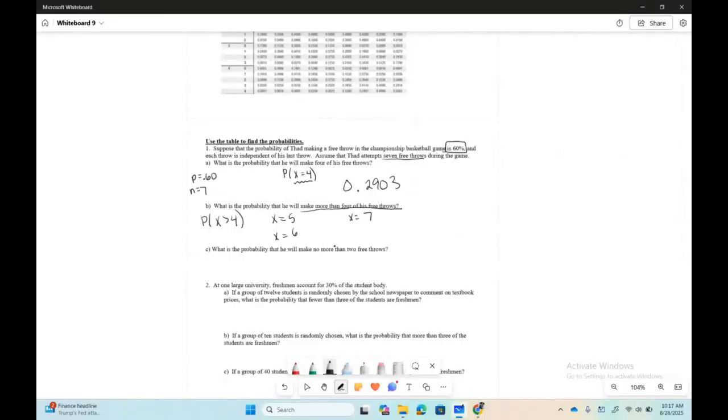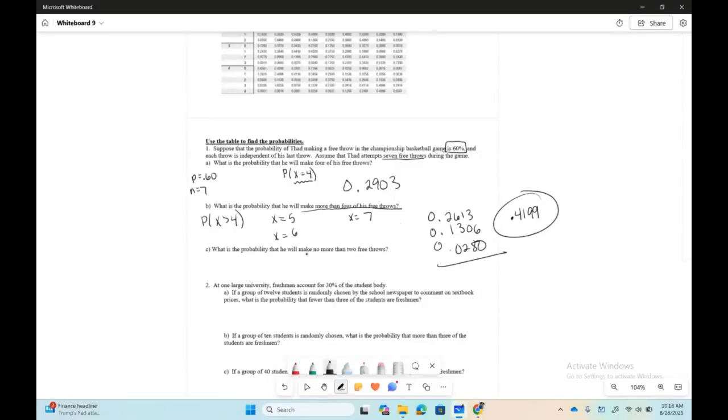All right, so for 5, we have 0.2613, then 0.1306, then 0.0280. We're going to add those things together. So my final answer is 0.4199 for this question.